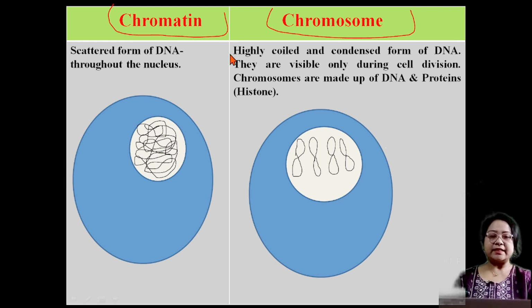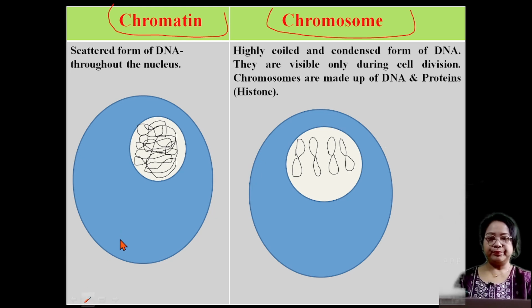Then as and when the cell division starts, what happens is the highly coiled and condensed form of DNA. So you can see the highly coiled and condensed form of DNA. They are visible only during cell division. So chromosomes are made up of DNA and proteins, that are also histone proteins. So chromosomes, okay, let me show you.